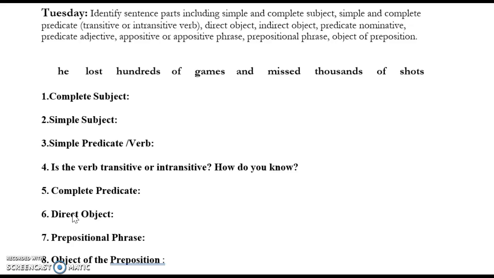Your prepositional phrase you can only have if you have a preposition. Your preposition is where your prepositional phrase starts and it goes to the very first noun. You can have multiple prepositional phrases in a sentence, okay? And then your object of the preposition is your noun in that prepositional phrase.